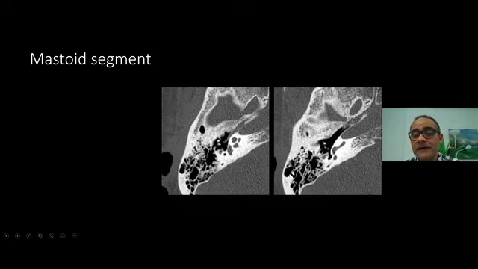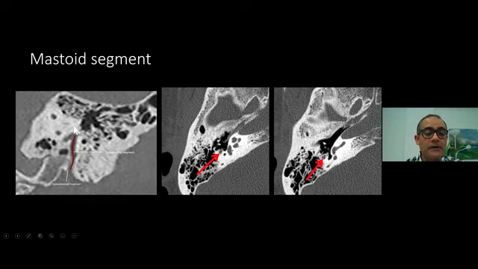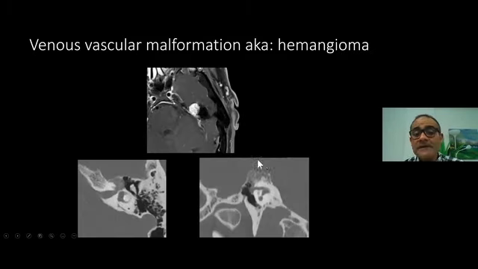Once we go more posteriorly, you'll see the facial nerve here forming a facial recess. The facial recess is just before turning to form the mastoid segment. This is a coronal view. You can see the mastoid segment here until it exits at the stylomastoid foramen. So this is important. Why?